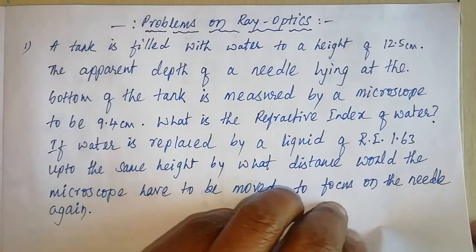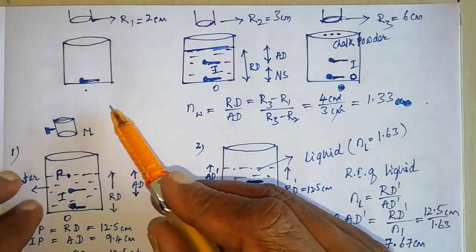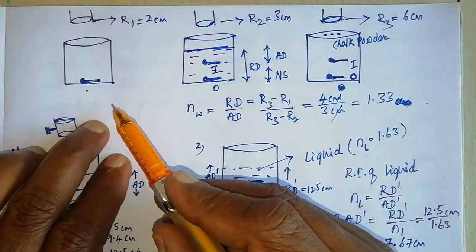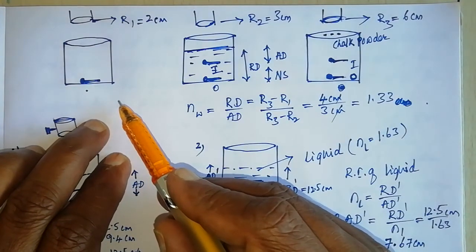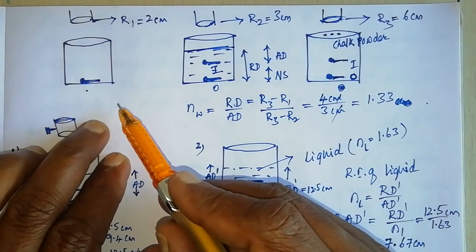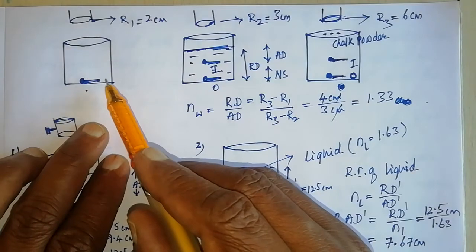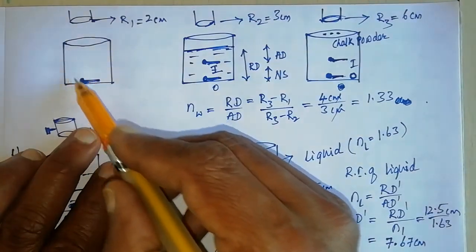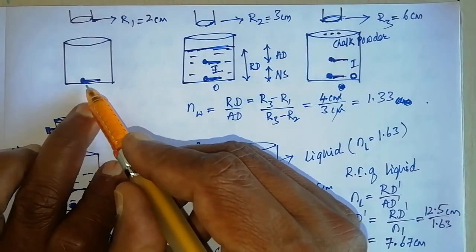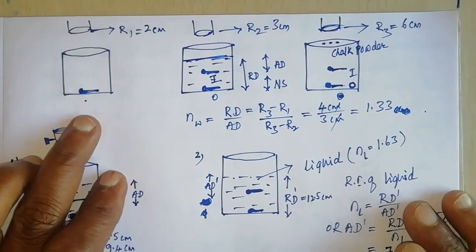So, before we go for the solution, there is one regular practical wherein you will be using the traveling microscope and determine the refractive index of a glass slab. Instead of a glass slab, here water is given, water filled in a vessel. So, here I have considered a vessel. A needle is placed at the bottom of the vessel.